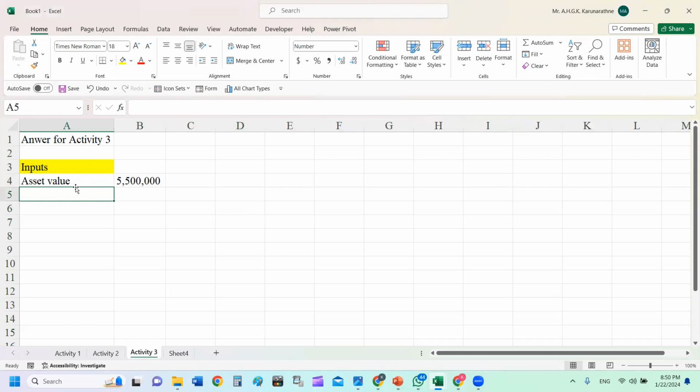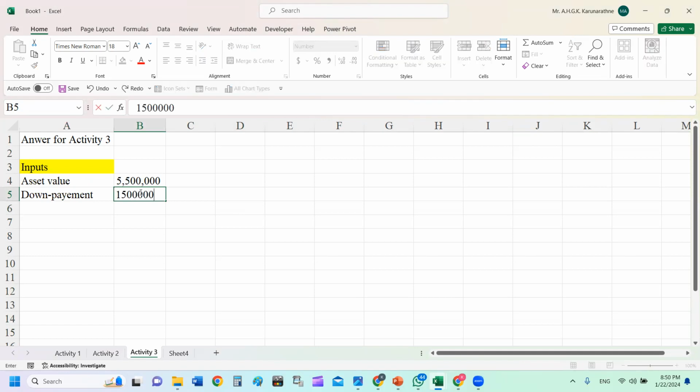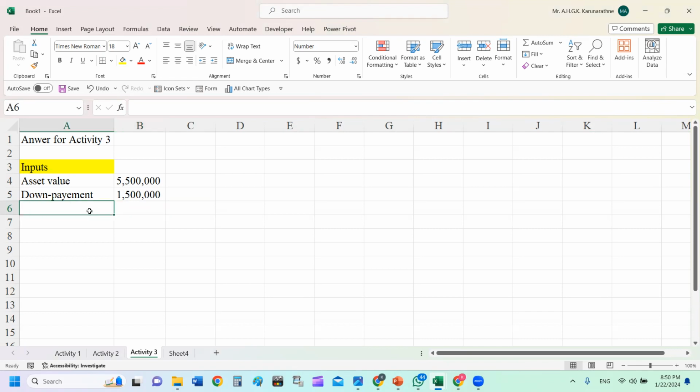Then we'll put down payment. Down payment, that means initial payment. Lessee pays to the lessor, or the asset seller, 1.5 million. So you can understand, asset is 5.5 million, you only have 1.5 million. So definitely, you need to finance, you need to get the support of a finance company to arrange finance of the balance 4 million.